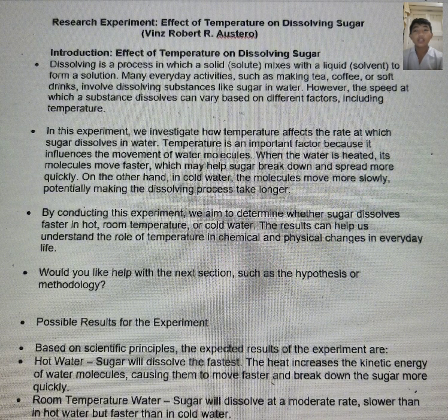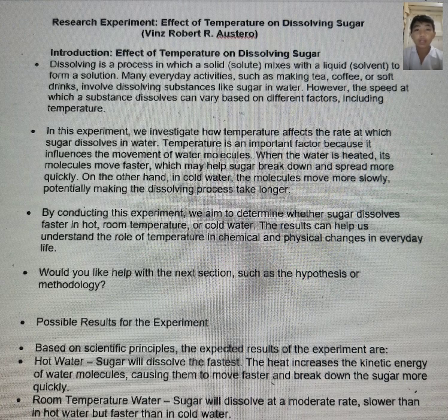However, the speed at which a substance dissolves can vary based on different factors, including temperature. In this experiment, we investigate how temperature affects the rate at which sugar dissolves in water. Temperature is an important factor because it influences the movement of water molecules.